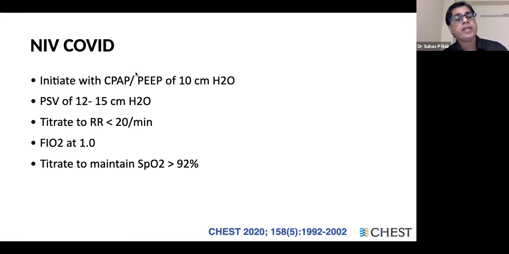How to initiate NIV? You start with a PEEP of around 8 to 10 and PSV of around 12 to 15, with a higher FiO2 first. In NIV also, always start with moderate or high settings, then titrate down, targeting a respiratory rate less than 20. Your SpO2 target should be around 92, and around 88 to 90 in a patient with COPD.